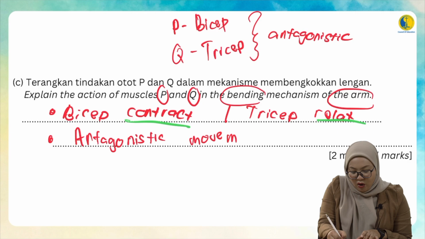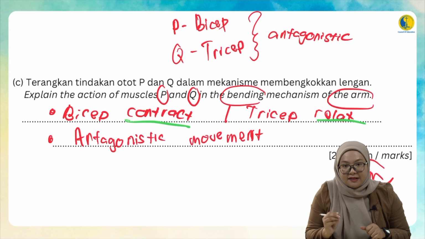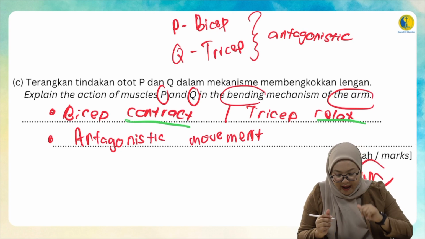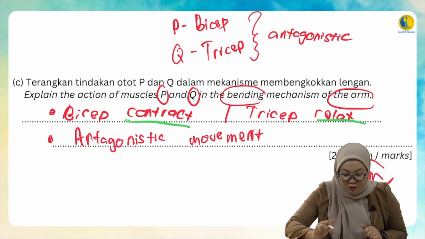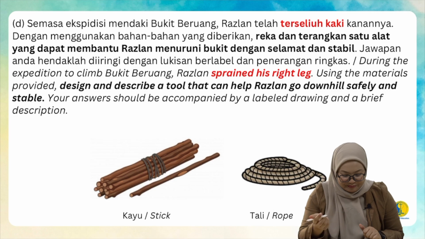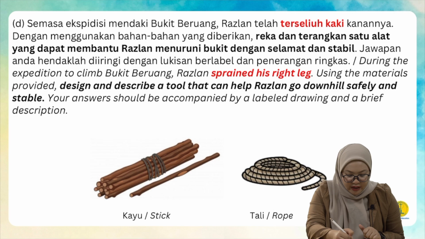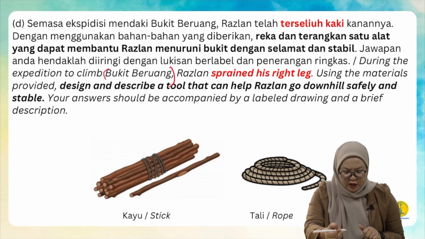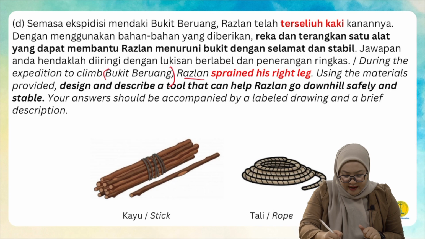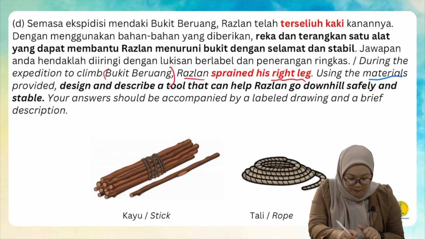Okay, so now you have 4 marks in your hand. This is where most of the students are losing marks: to draw, to invent, to innovate something. During an expedition to Bukit Beruang, where is Bukit Beruang? Okay, any bukit lah. Razlan sprained his right leg. He sprained his ankle. Using the materials provided, design and describe a tool.